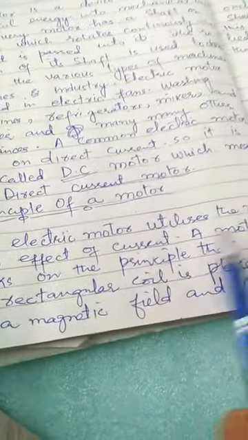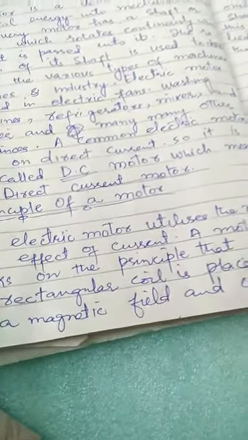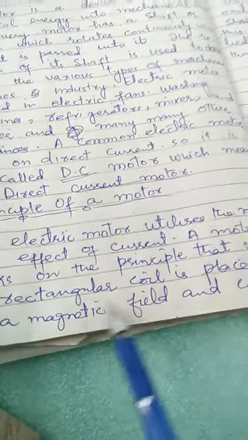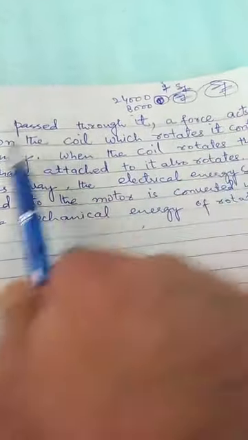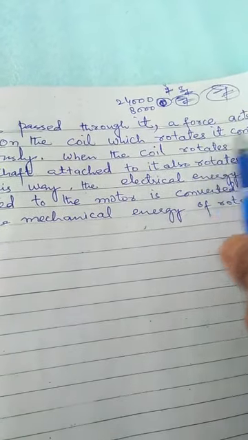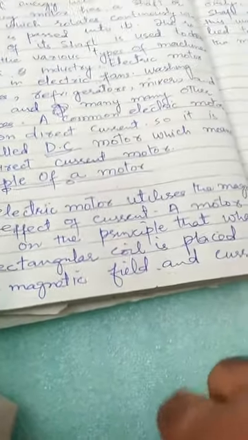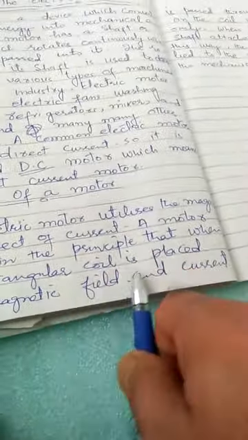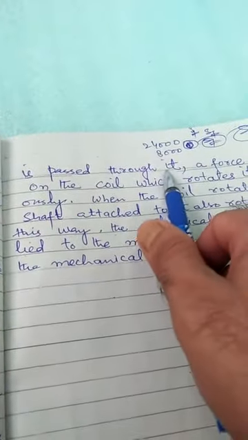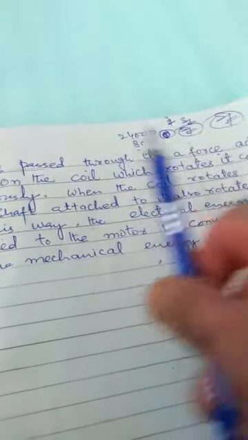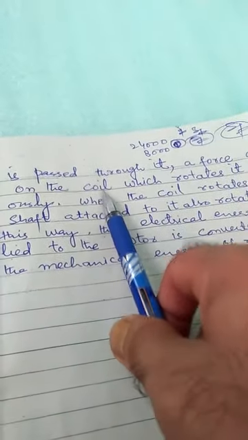A motor works on the principle that when a rectangular coil is placed in a magnetic field and current is passed through it, a force acts on the coil which rotates it continuously. When a rectangular coil is placed in a magnetic field and current passes through it, what happens? A force acts on the coil.